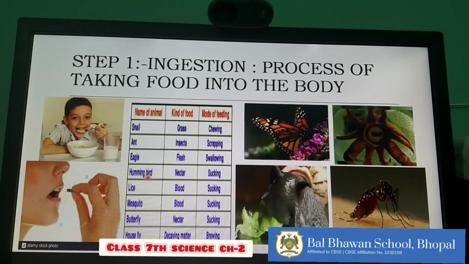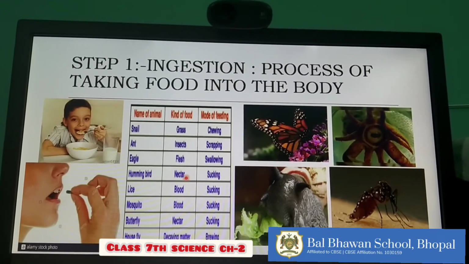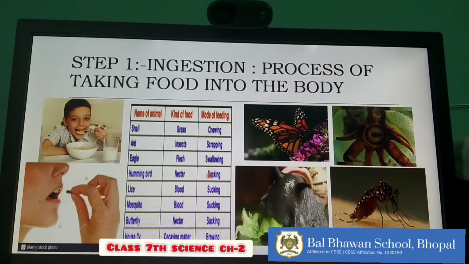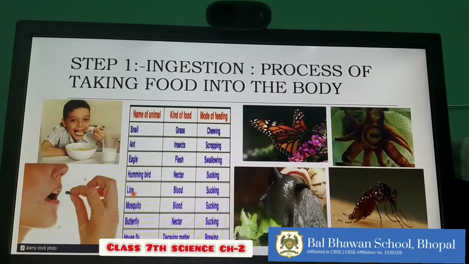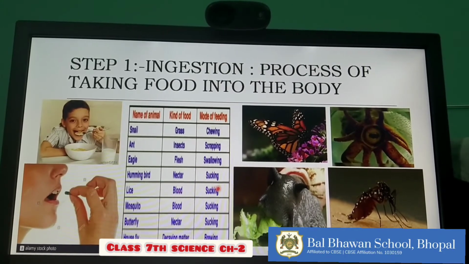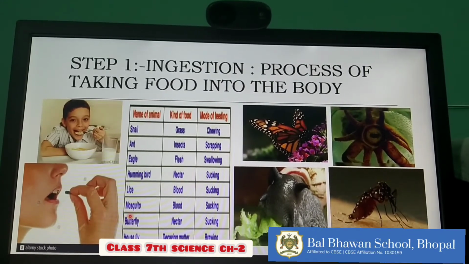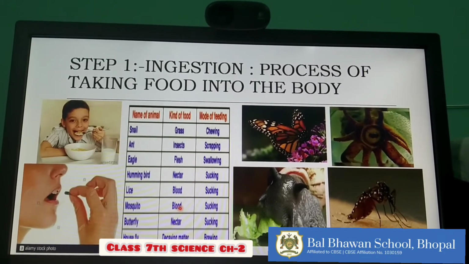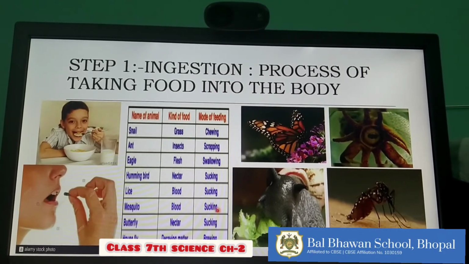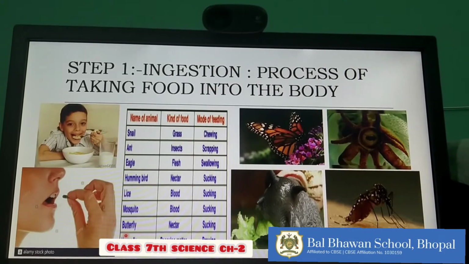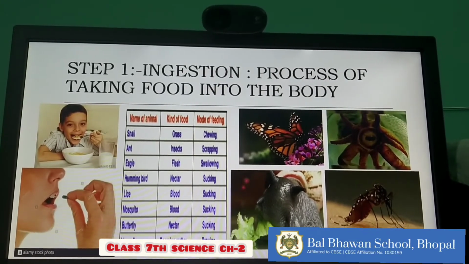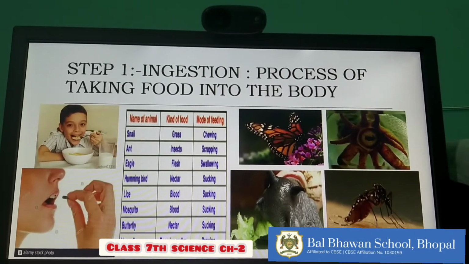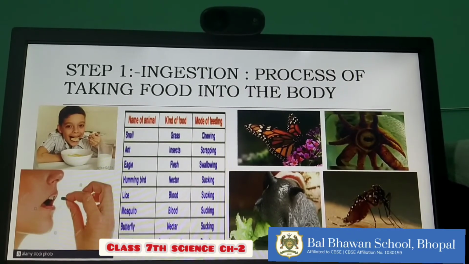In the case of a hummingbird, which is a bird, it sucks nectar from flowers. The mode of feeding is called sucking. In the case of lice, the food is blood. Mode of feeding is sucking. Mosquito, which feeds on blood, the mode of feeding is sucking only. Butterfly, sucking nectar from flowers. Mode of feeding is sucking, and the tube is called the feeding tube. Housefly feeds on decaying matter. The mode of feeding is called brewing.